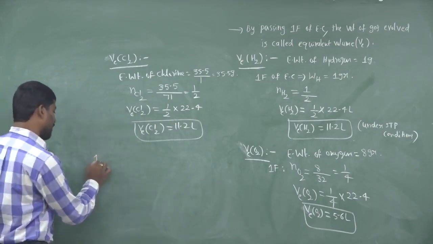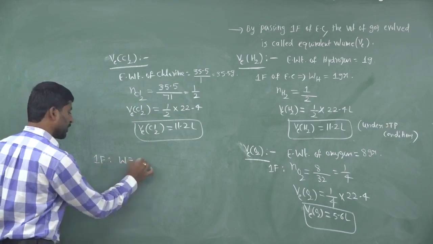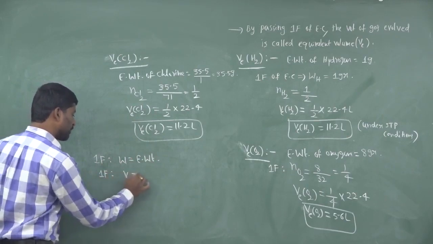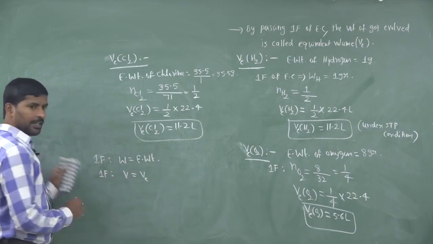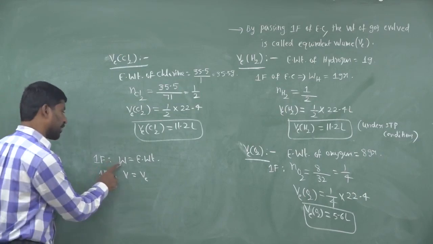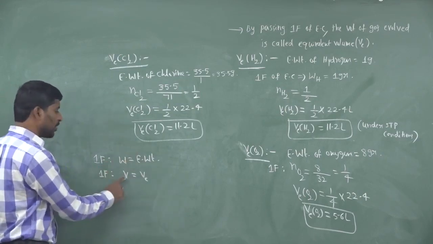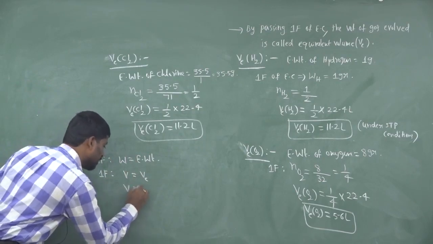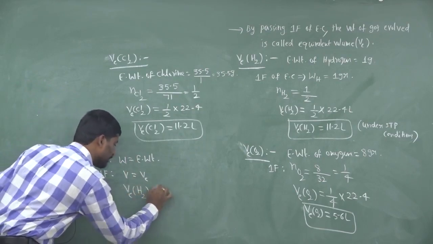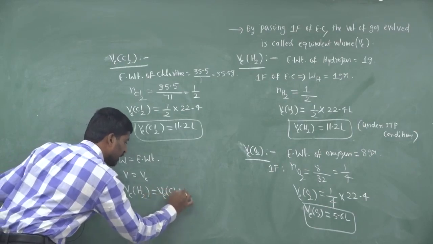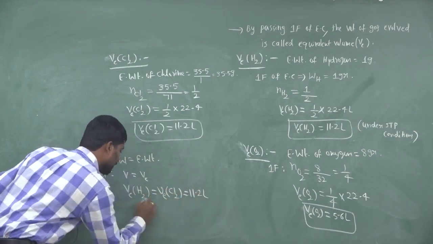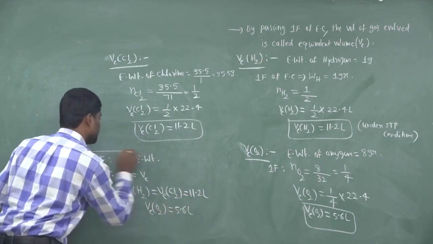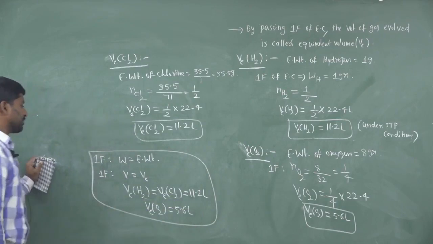Okay. So if you pass 1 Faraday of electric current, the weight of substance deposited is equal to the equivalent weight. The volume of gas evolved is equal to the equivalent volume. If you see, the equivalent volume for H2 and Cl2 is the same, that is 11.2 liters, whereas the equivalent volume for oxygen gas is 5.6 liters. Okay, this you may remember.